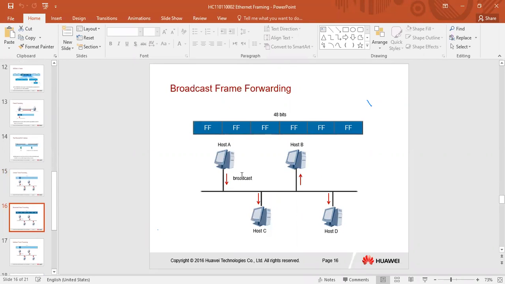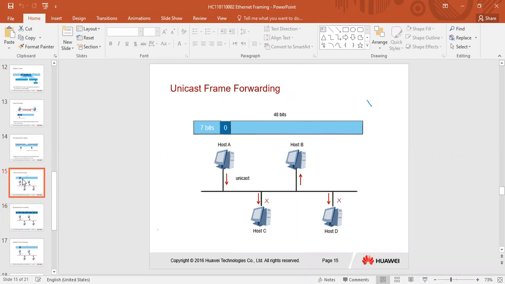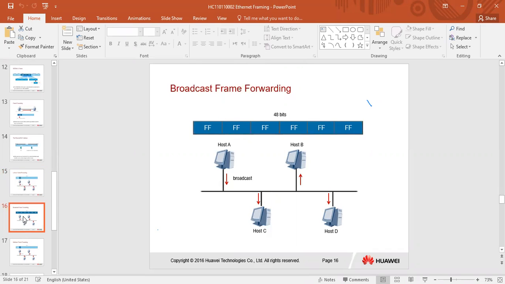What is broadcast? Broadcast is similar to TV transmission or radio transmission, in which there is one transmitter and multiple receivers. In unicast, there is only one transmitter and one receiver. In broadcast, there is one transmitter and multiple receivers. Suppose host A is the transmitter, then B, C, and D are all receivers. All these devices receive the same data.